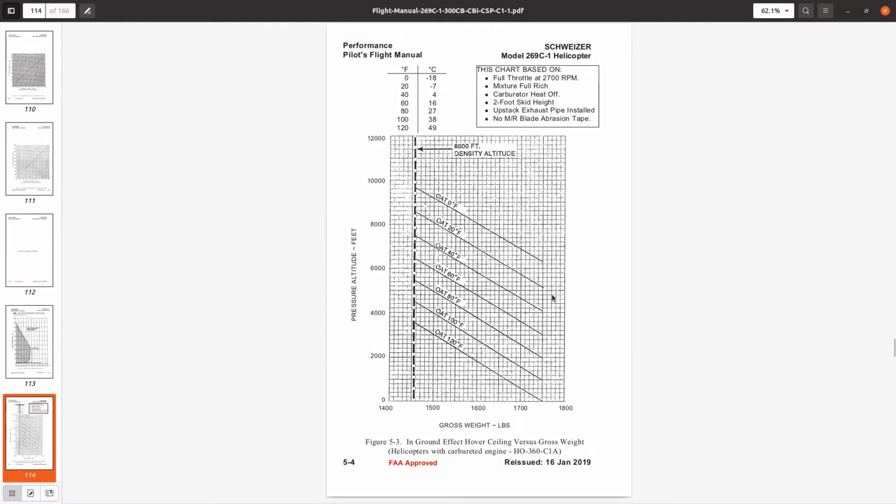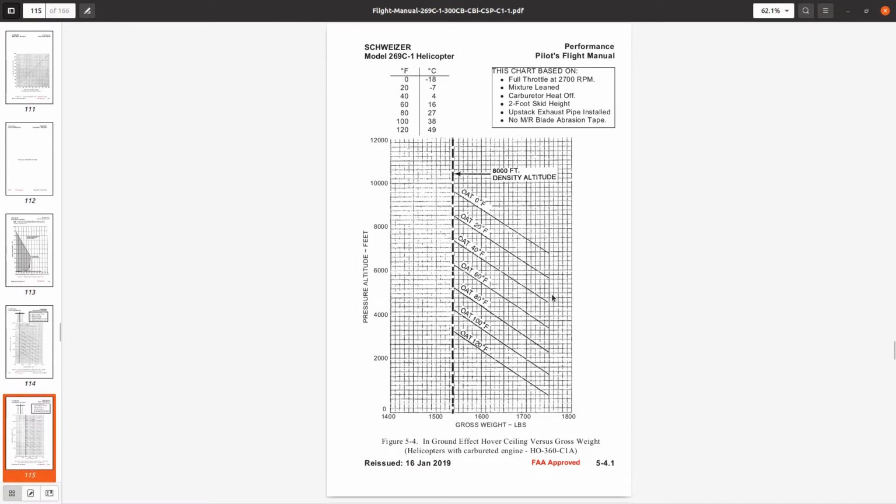Then we have the in-ground effect hover ceiling versus weight. This is for some of the older helicopters that are carbureted, and this one is for the newer helicopters, the CBi, the fuel injected ones. So for example, I can look at this helicopter and say, all right, this helicopter has its maximum gross, 1750, and it's a really hot day. It's 120 degrees Fahrenheit. My hover ceiling is less than 1,000 feet. If it's 100 Fahrenheit, my hover ceiling is more than 1,000, but less than 2,000.